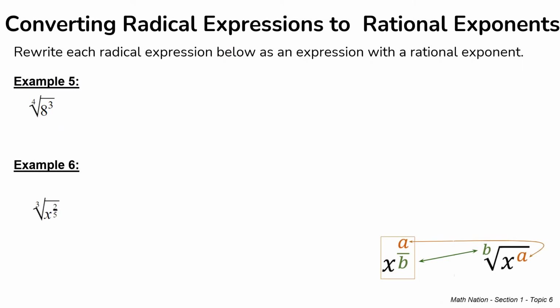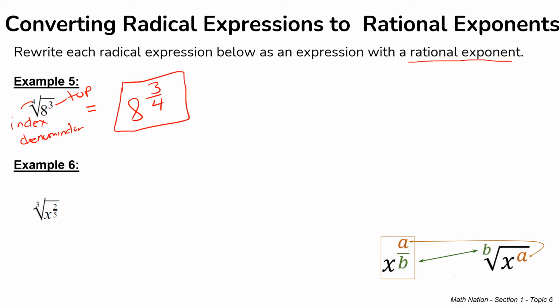Okay, so now we have some problems where we're going to actually do the reverse. We have radical expressions and we want to convert them to rational exponents. With the first one here, example 5, I always start out by writing my base. My base is 8. And I like to just remember that the number in front of my radical is the index, and it's going to be the denominator of my fraction. So if you just remember that one piece, the other number is in my numerator. So my expression is 8 to the 3/4 power, and that is it.